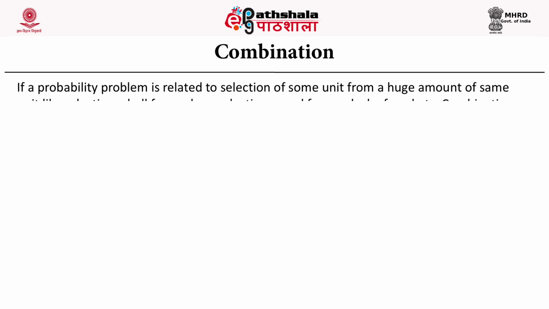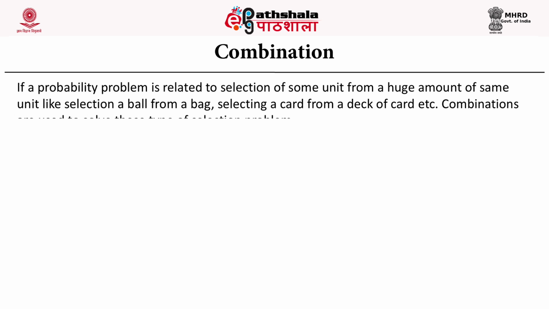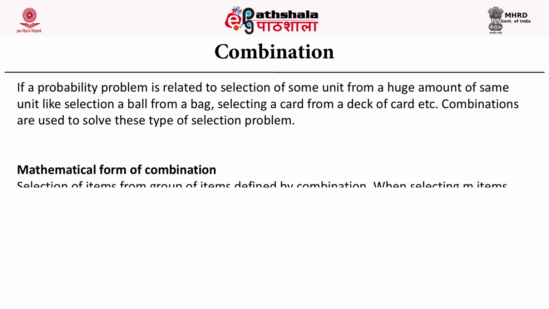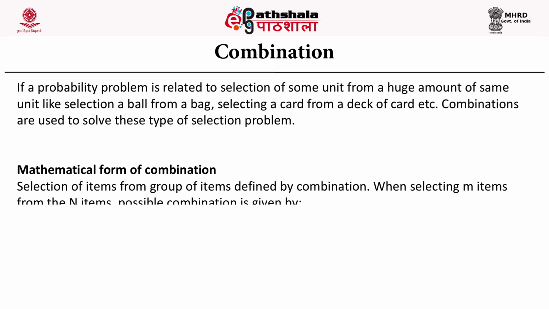Now come to the definition of combination. If the probability problem is related to selection of some units from a huge amount of same units, like selecting a ball from a bag, selecting a card from a deck of cards, combinations are used to solve these types of selection problems. And the mathematical form of combination: when selecting m items from n items, the possible combination is given by n factorial divided by m factorial into n minus m factorial.